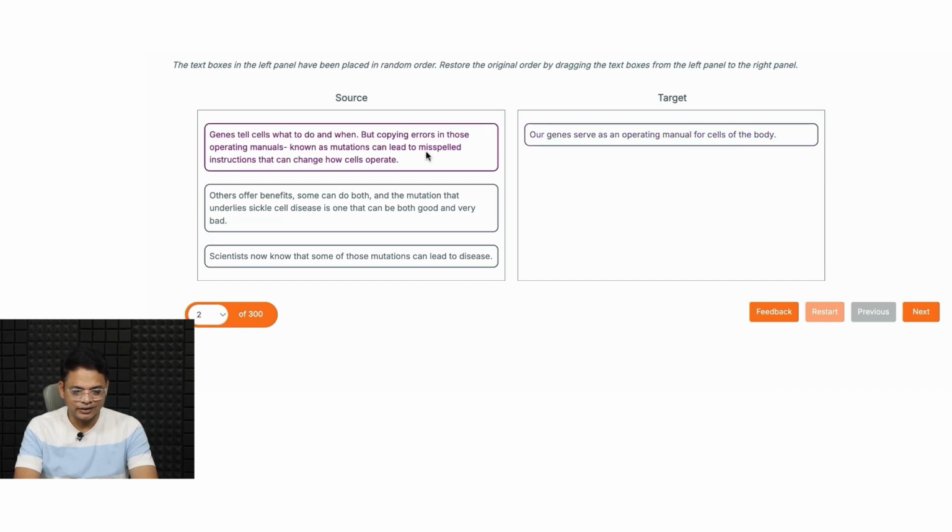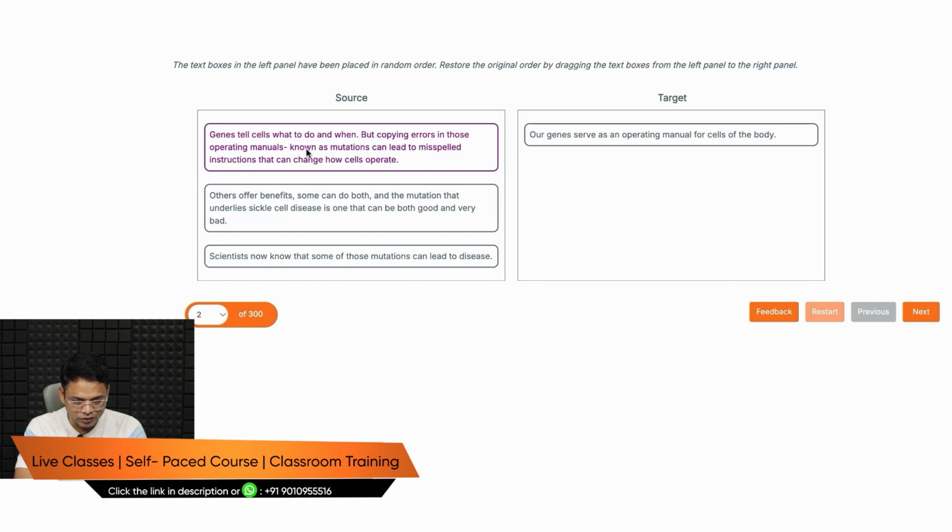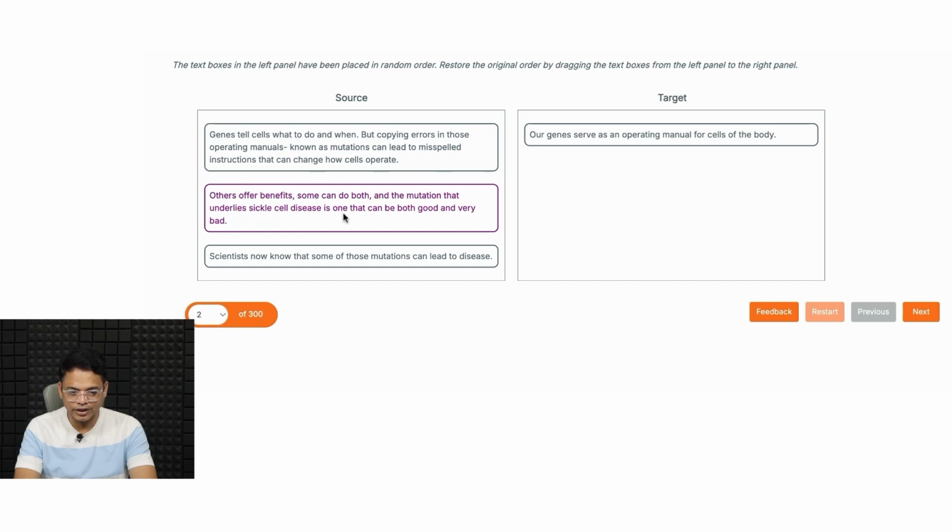Okay. So now I feel this should be the next one: genes tell cells what to do and when. So this is okay. Operating manual does what operating manual does, but copying errors in those operating manuals, known as mutations, can lead to, right? Others benefit, some can do mutation that underlies sickle disease. Okay, so then mutation should happen. Scientists now know that mutation. Here we cannot use this, because mutation is not part of the previous sentence. So for that reason it is here. This is the continuation part on mutation.